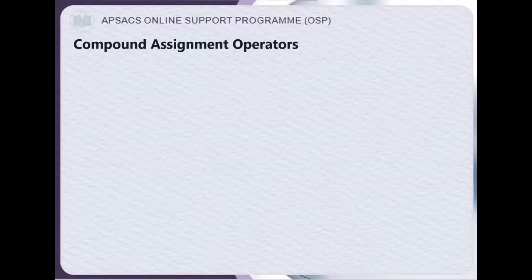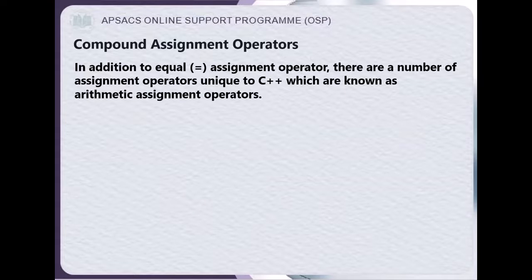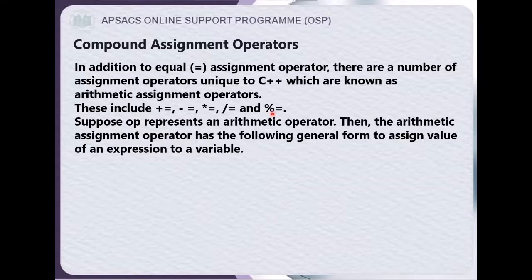Compound assignment operators. In addition to the equal assignment operator, there are a number of assignment operators unique to C++ which are known as arithmetic assignment operators. These include +=, -=, *=, /=, and %=. Suppose op represents an arithmetic operator, then the arithmetic assignment operator has the following general form to assign the value of an expression to a variable.